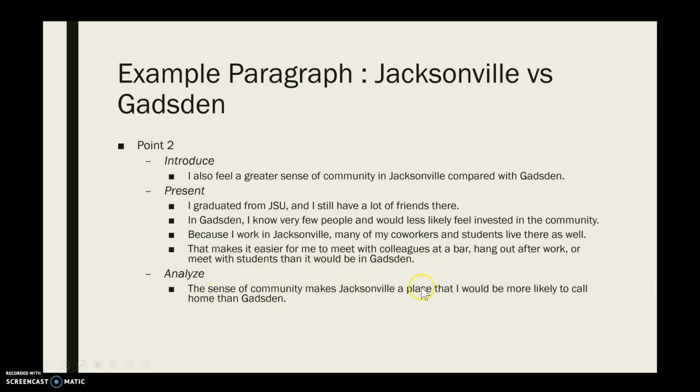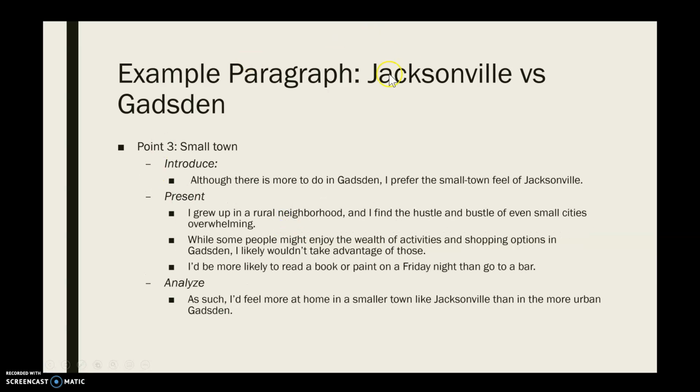And then I'm going to analyze it. I'm going to explain why it's important. The sense of community makes Jacksonville a place that I would be more likely to call home than Gadsden. I'm going to do the same thing with the third point, which is small town. So I'm going to introduce it.